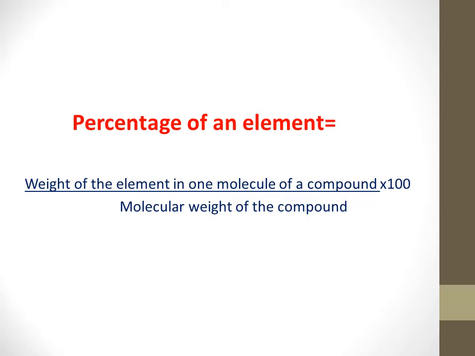If you want to find the percentage of hydrogen in water, percentage of hydrogen is equal to weight of hydrogen in one molecule of water divided by molecular weight of water into 100. If you want to find the percentage of oxygen in water, percentage of oxygen is equal to weight of oxygen in one molecule of water divided by molecular weight of water into 100. Understood?